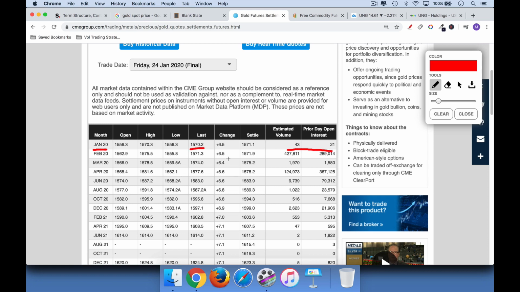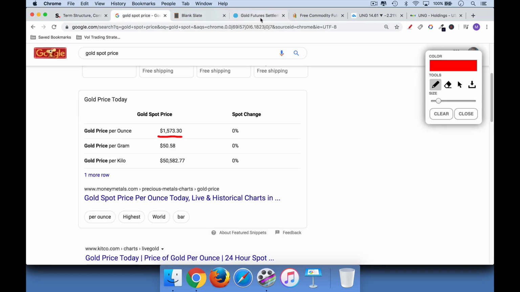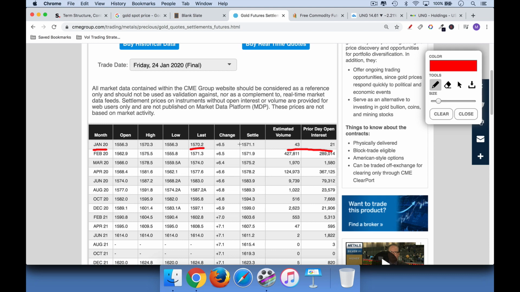You can see 1570. This is very close to what we saw the spot price is. So the front of the futures curve you would expect to be very close to the spot price. And then we have gold for delivery in February 2020, December 2020, December 2021. It goes out and out. And you can see the settlement prices here, the open interest, etc.